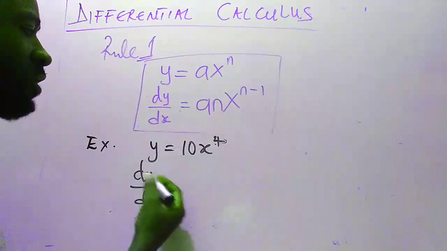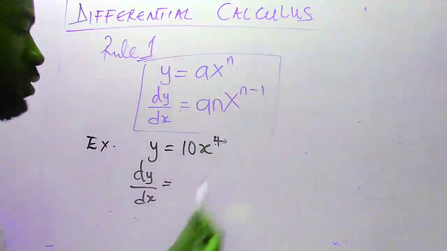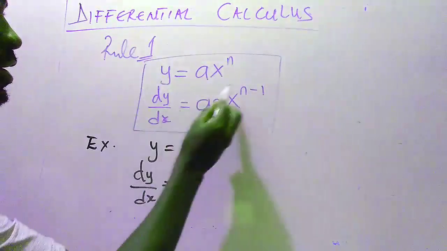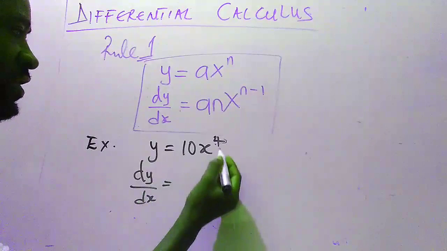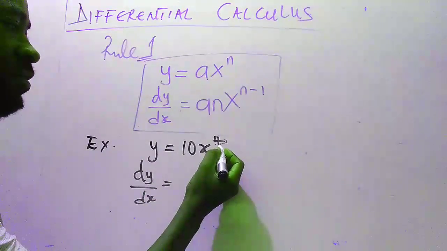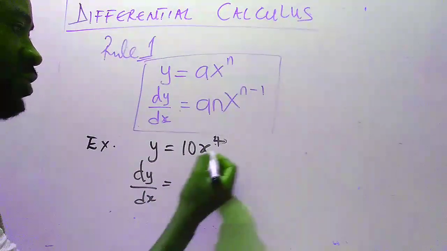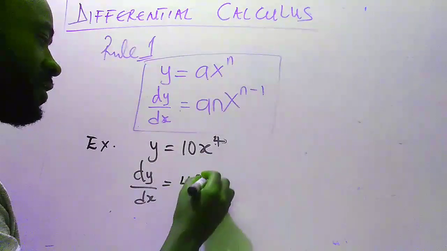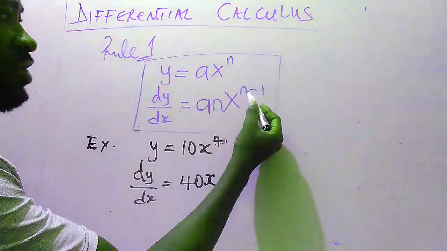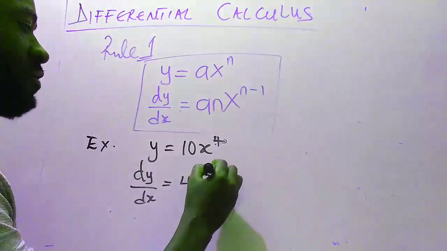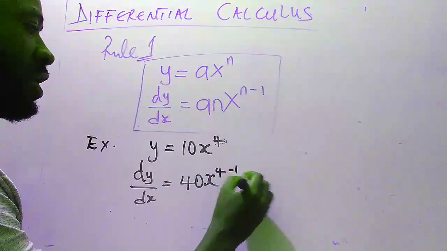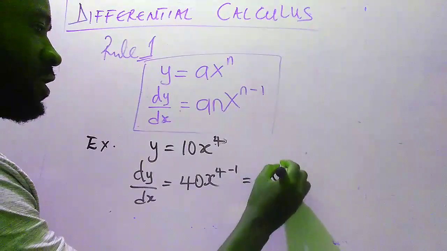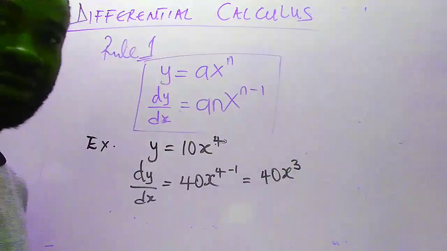So how do we solve that? We use this rule. You can see that this is in this form. The rule says take the power of the variable times the coefficient. So 4 times 10 gives us 40. And then it says subtract 1 from the power, so 4 minus 1. Our final answer is 40x raised to the power of 3.